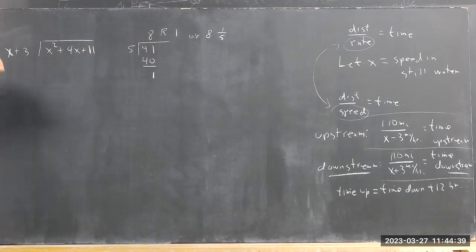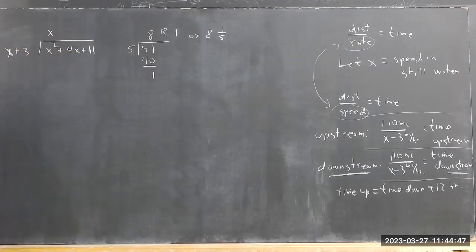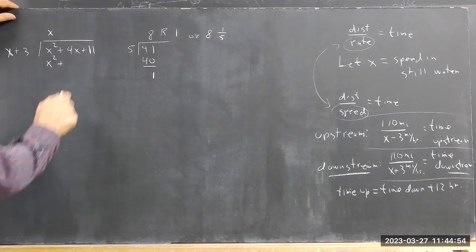Okay, over here. Divide x plus 3 into this. We want something here that multiplies x and gets rid of that x squared. And that would be x. Multiply x by x, I get x squared. And multiply x by 3, I get 3x.